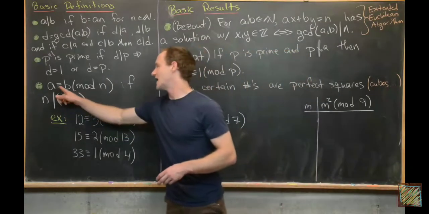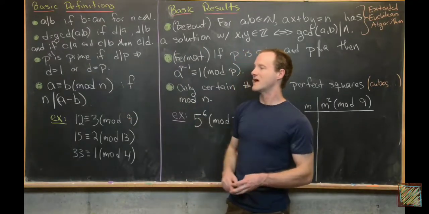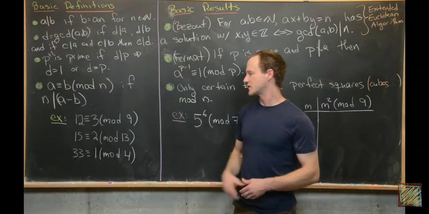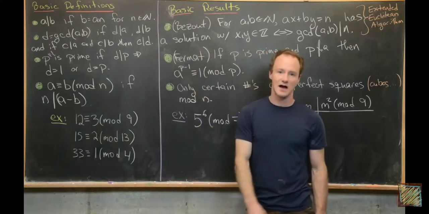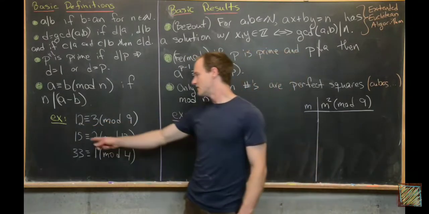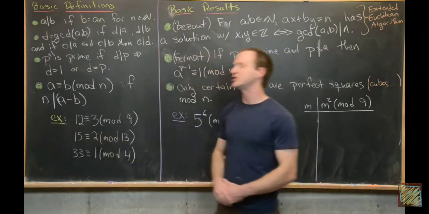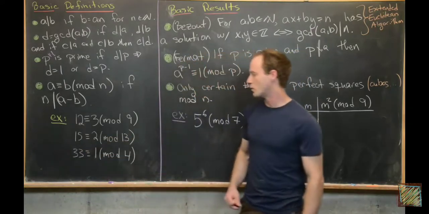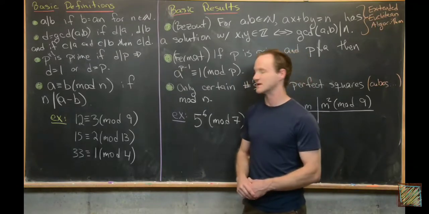We say A is congruent to B mod n if n divides A minus B. This is a little bit trickier, so I've got some examples. Notice 12 is congruent to 3 mod 9, because 12 minus 3 is divisible by 9. 15 is congruent to 2 mod 13, because 15 minus 2 is divisible by 13. And finally, 33 is congruent to 1 mod 4, because 33 minus 1 is 32, which is 4 times 8.